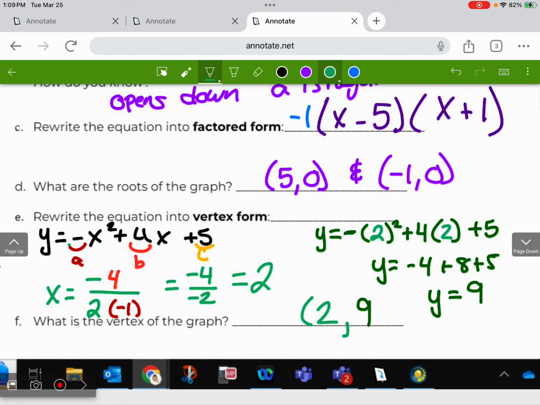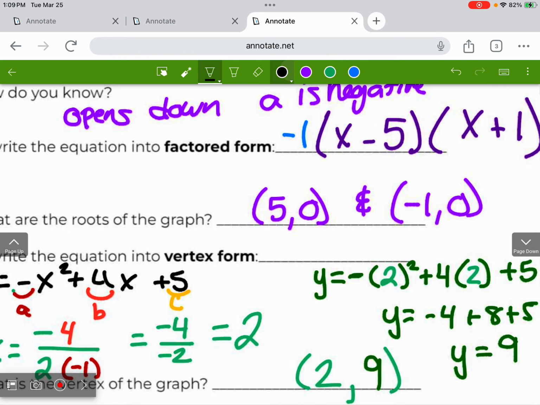We got negative 4 plus 8 plus 5, and we get that our y value is 9. So that gives us our h and our k. We now have our vertex. We know our a. We've used it twice before. That was our GCF in our factored form, and it was how we knew that our graph was concave down. So we can write our vertex form: y equals a of negative 1, times x minus our h, so x minus 2 squared, plus k, plus 9.